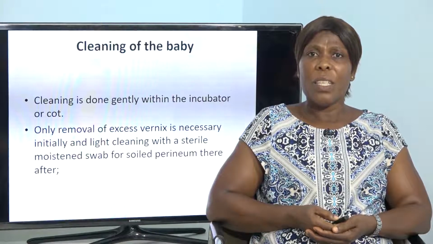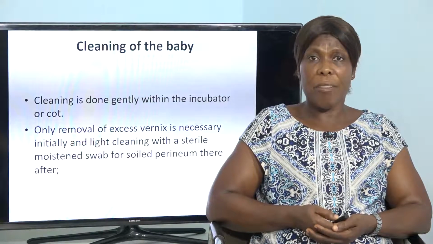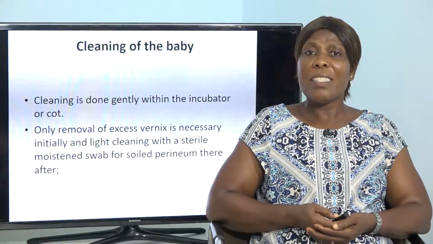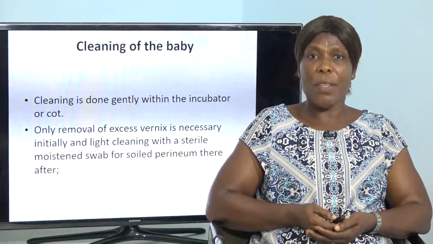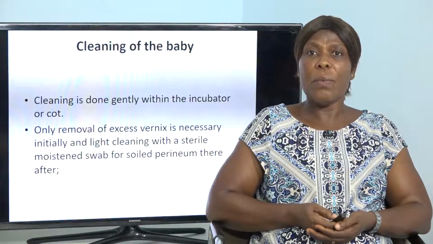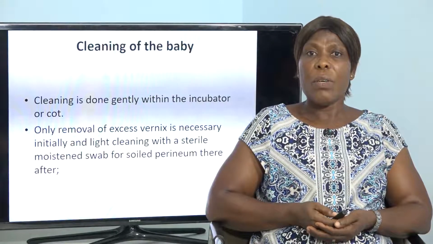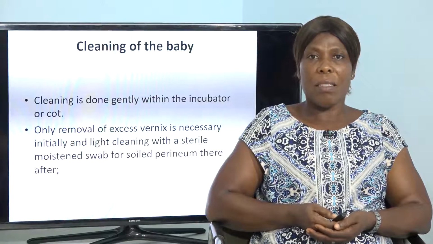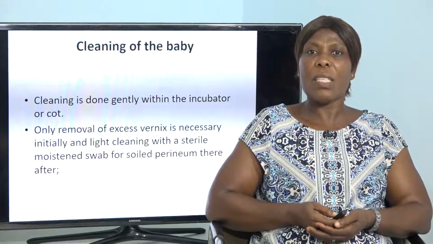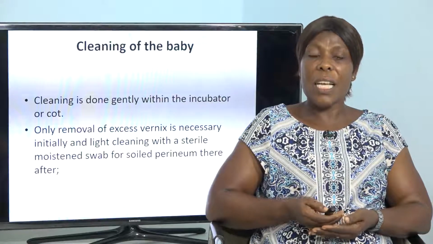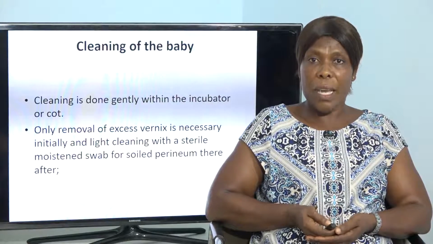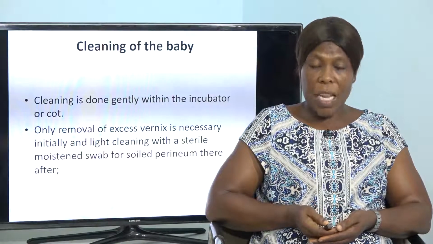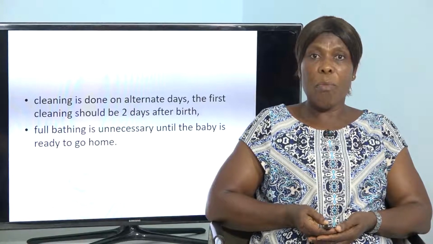Good. Now, let's look at how we clean the baby for the first day. We are saying that these babies are not dirty, and we need to maintain the warmth of the baby. So cleaning is done gently within the incubator. We only remove what? Excess vernix caseosa on the body. And then light cleaning with what? Sterile moistened swab for soiled perineum where necessary. Especially if the baby has passed meconium, we need to clean the vulva carefully and the genital area so that the baby will maintain the warmth.